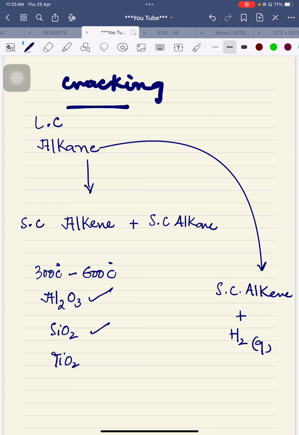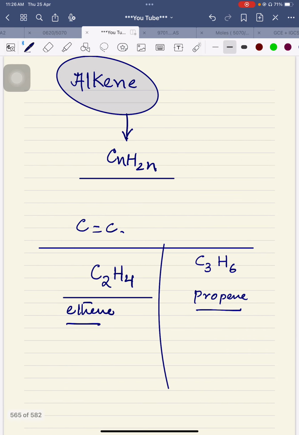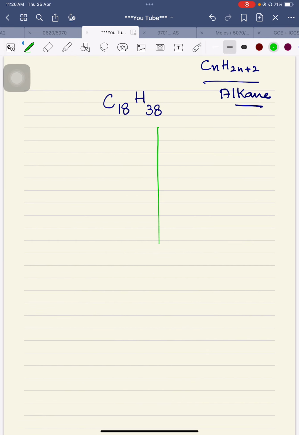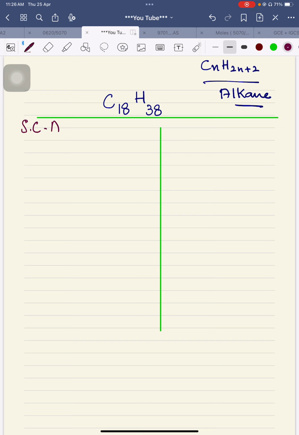Okay, this is one of the tricks by which you can make things easier and understand the concept easily. Right away in this case we are going to mark a line over there, and here I am writing shorter chain alkane and shorter chain alkene. Okay, and then here I'm writing shorter chain alkene and hydrogen. Okay, guys, there are a few things which I would like to discuss with you before moving towards this answer.